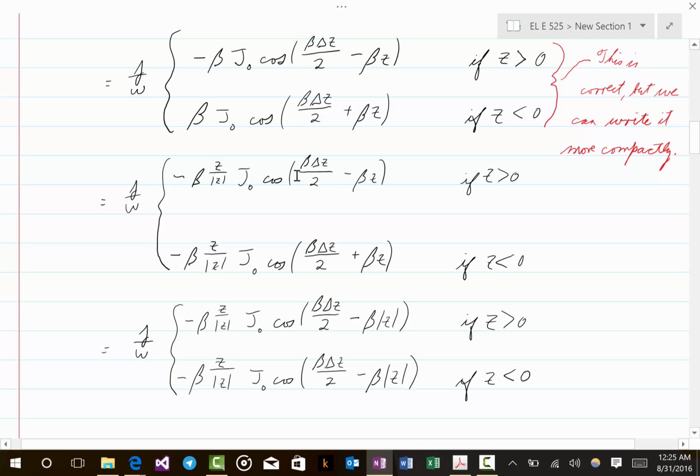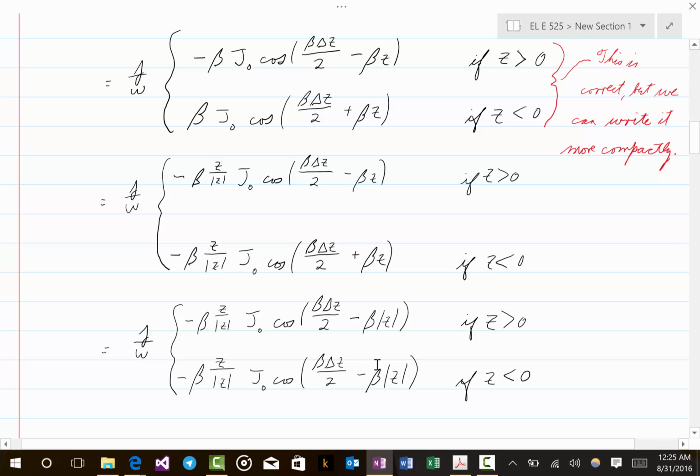And then we note, in going from here down to here, that when z is greater than 0, z is the same thing as the absolute value of z. So we'll just write this z that's right here as absolute value of z. But when z is less than 0, then z is equal to minus the absolute value of z. So we're going to replace this z here by minus absolute value of z down here.